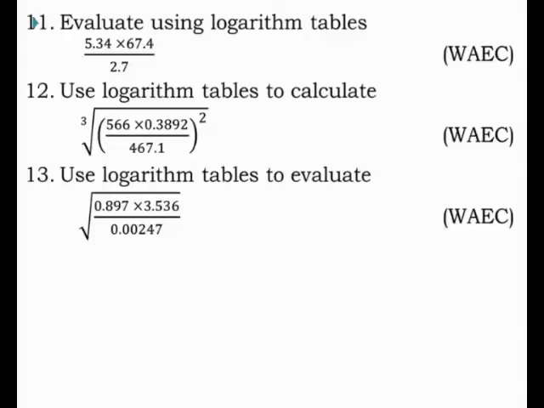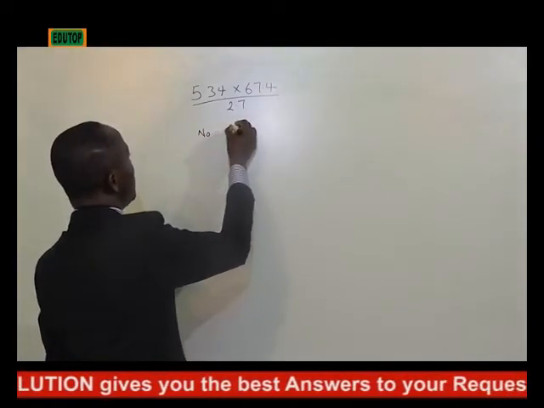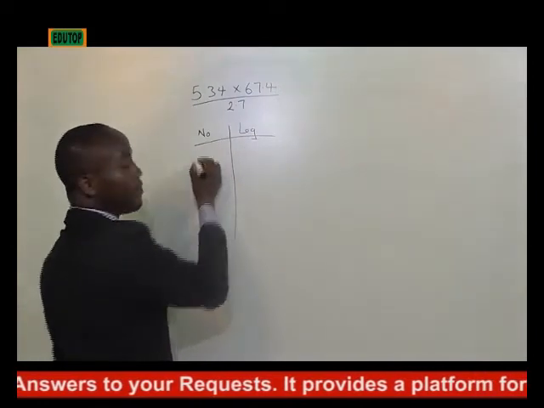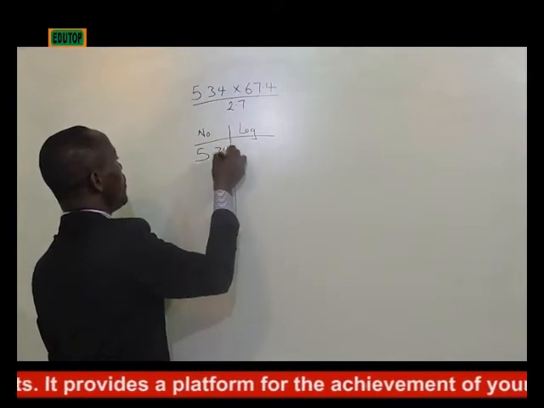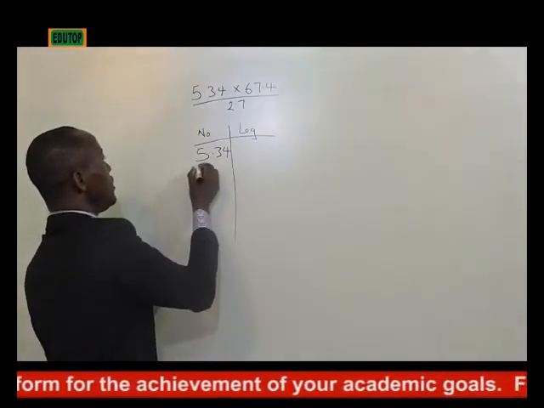Example number 11. Evaluate using logarithm tables. 5.34 times 67.4 divided by 2.7. Here, what we are going to start with is having a 2-column table. That is our number and our log. That is the log value of each number. That's 5.34. You take the numerator. This numerator, that's what we'll first deal with.